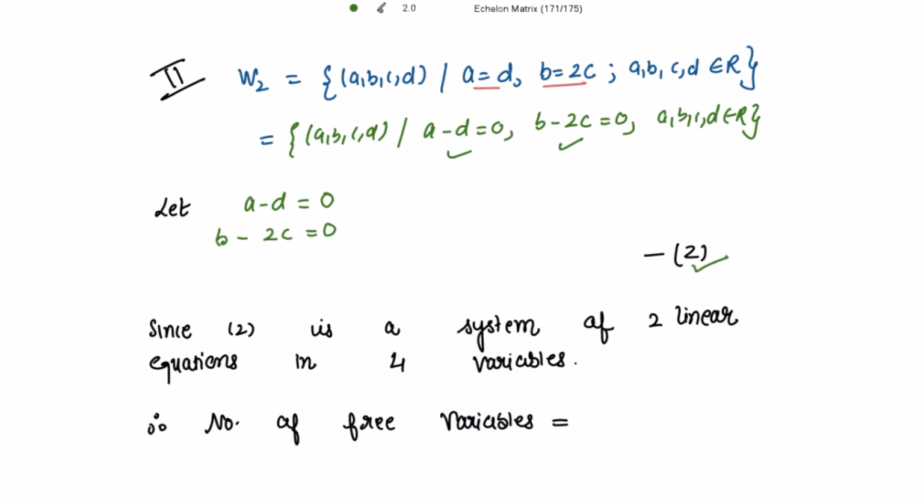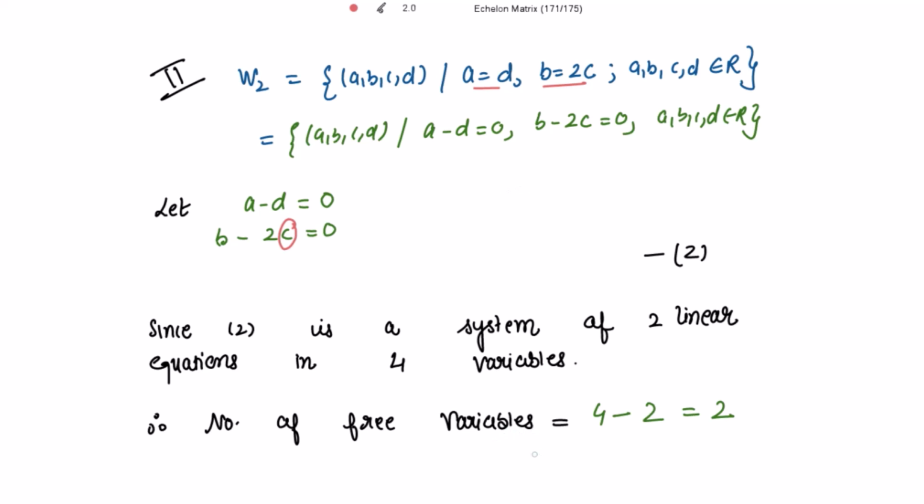Marking this as 2, since 2 is a system of 2 linear equations in 4 variables, the number of free variables equals the number of variables minus the number of linear equations, that is 2. So we need to choose 2 free variables now. First, we take the variable whose coefficient is not equal to 1.